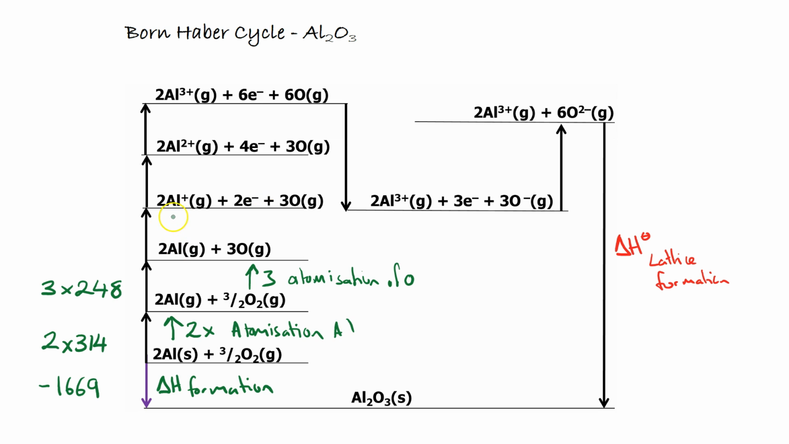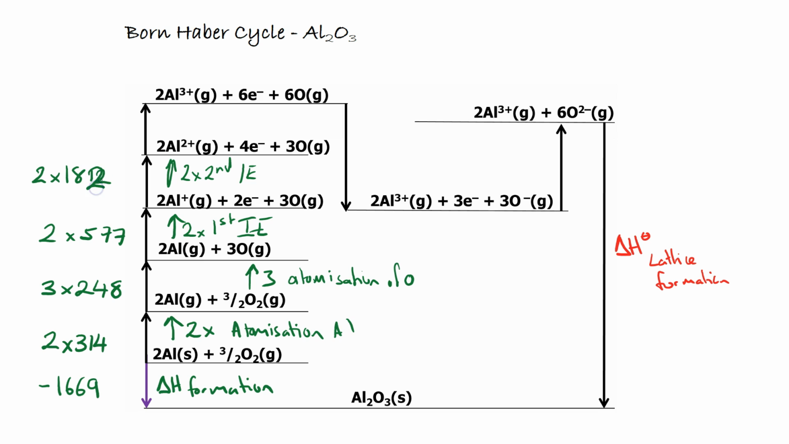So again, we go stepwise. So this first step is the first ionization energy for aluminium, and we've got 2 aluminium, so this is 2 times the first ionization energy, and this is a value of 2 times 577. The second ionization energy then goes from the 1+ gaseous ion to the 2+ gaseous ion, and again we've got 2 of them, so that's 2 times the second ionization energy, and you'll notice that the value for the second ionization energy is much greater than the first ionization energy.